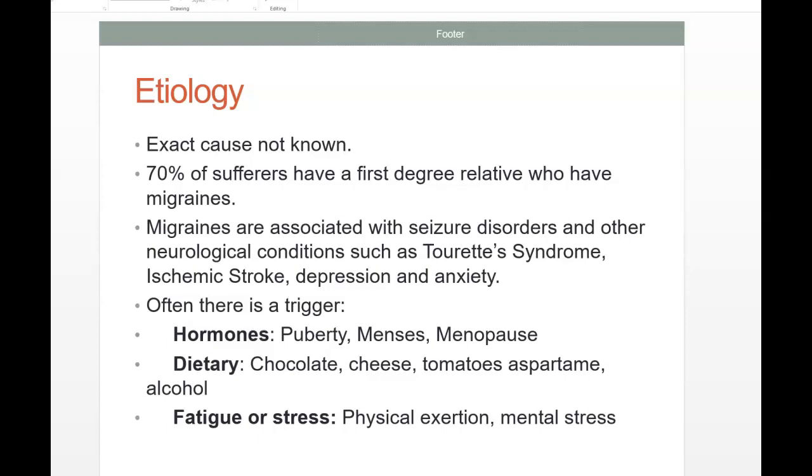Migraines are associated with seizure disorders and other neurological conditions such as Tourette syndrome, ischemic stroke, depression, and anxiety. Often there are triggers, such as hormones that occur with puberty, menses, and menopause. Dietary triggers: a lot of times people eat chocolate, cheese, tomatoes, aspartame, which is NutraSweet, and alcohol that might trigger a migraine, or someone who is very fatigued or stressed, with excessive physical exertion or mental stress.